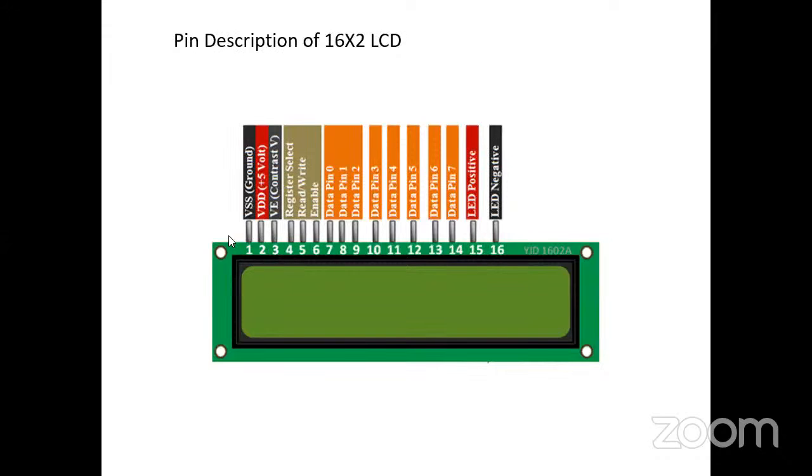Pins 1, 2, 3 are voltage pins. The first one is ground. The second one is VDD. The third one is VE, which we use for contrast.